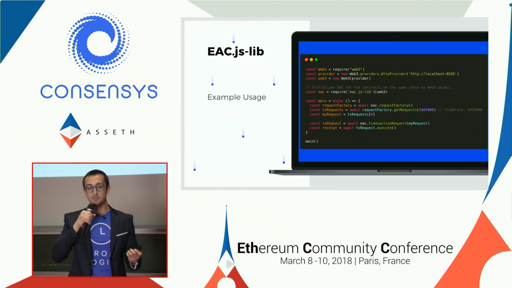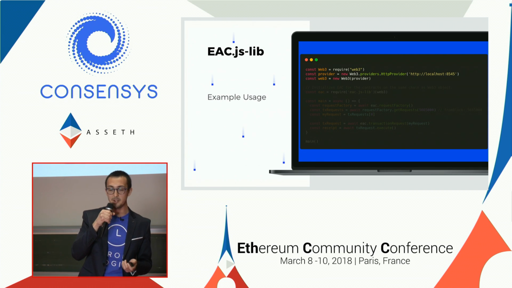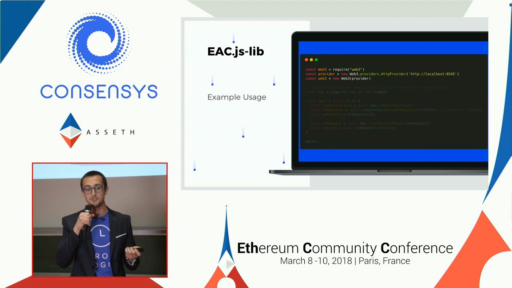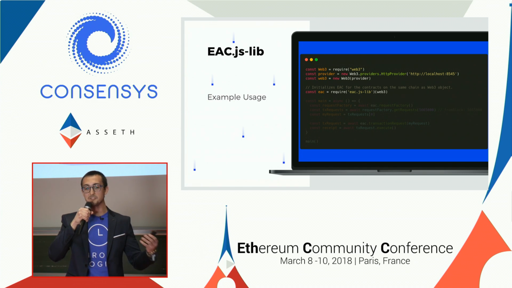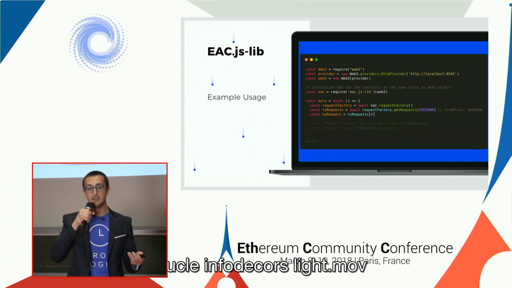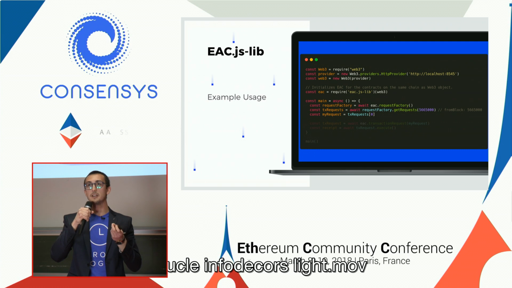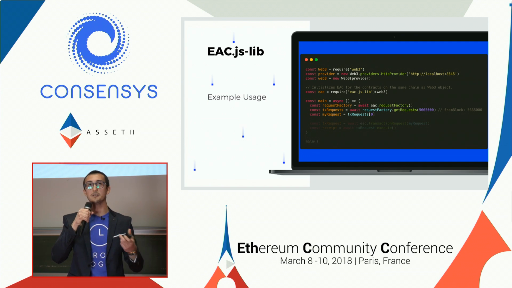Here's an example of how this looks. If anyone's worked with Web3 before, I'm sure you have. There's the kind of header you always have to do to initiate it. Then you just pass this Web3 object into the EAC library, and right away it reads the network and creates contracts for that network. So if you're using Kovan, it'll use the latest Kovan contracts.